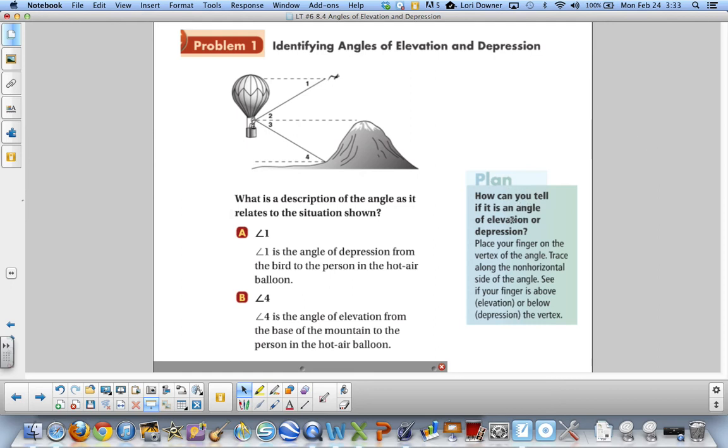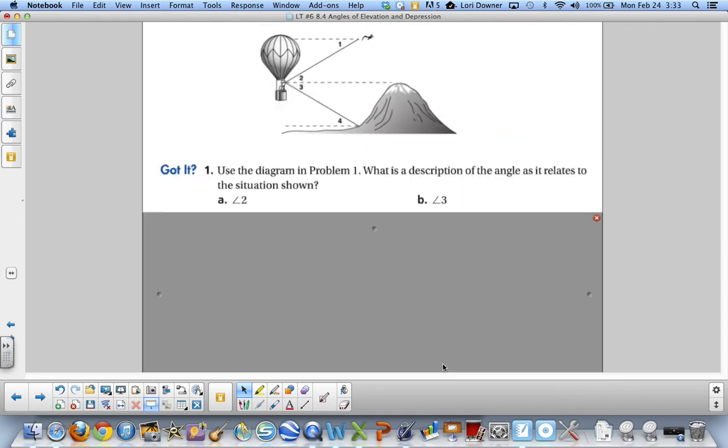How can you tell if it's an angle of elevation or depression? Place your finger on the vertex of the angle, like for angle 4 we would do this. Trace along the non-horizontal side, trace along this side. See if your finger is above the vertex, elevation, or below the vertex, depression. So for angle 4, if I'm going this way, you can see it's an angle of elevation. From the bird, this vertex, if I follow my line of sight, I'm going down, angle of depression. So that's one way to tell if it's elevation or depression.